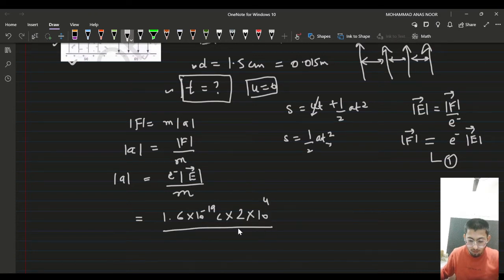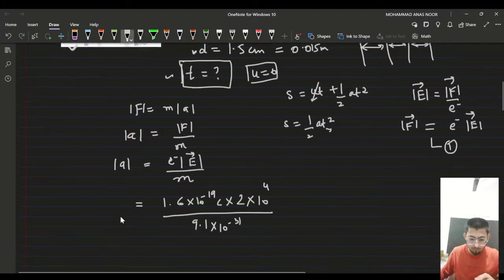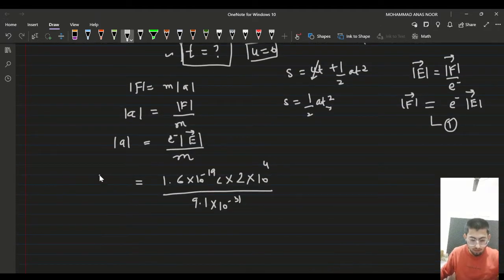What is the mass of the electron? It is 9.1 into 10 to the power minus 31 kilograms. So how much is it coming out to be? Can you calculate it using the calculator?